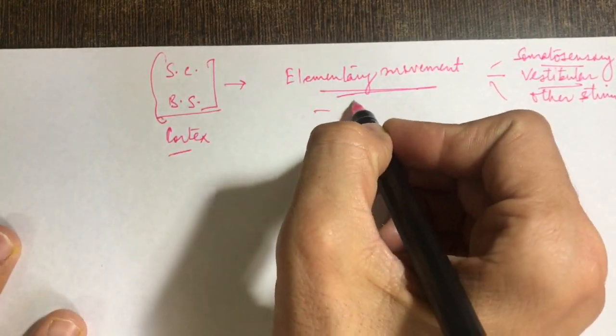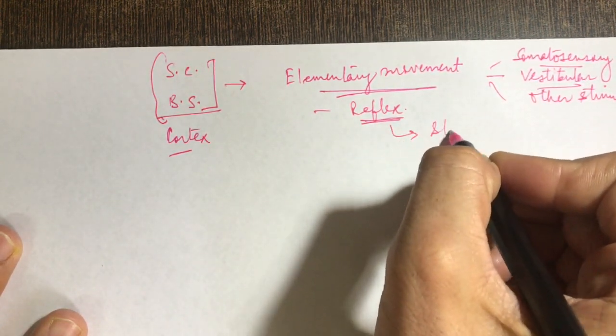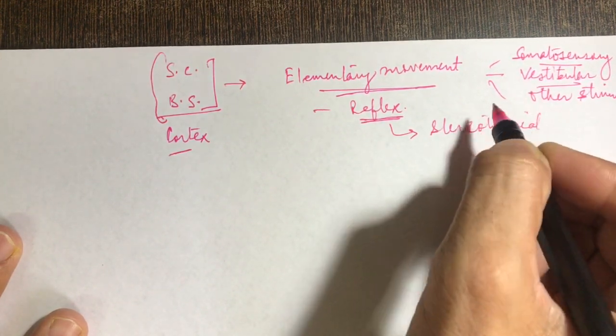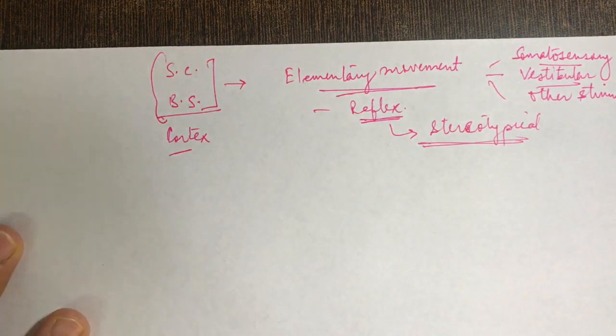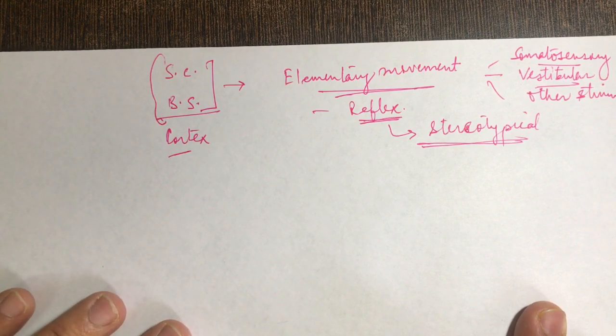Mainly this is the reflexive or repetitive movement, right? And these reflexive movements are stereotypical. Like if you hit a person's knee with a knee hammer, there will be that extension of the leg. That is stereotypical.